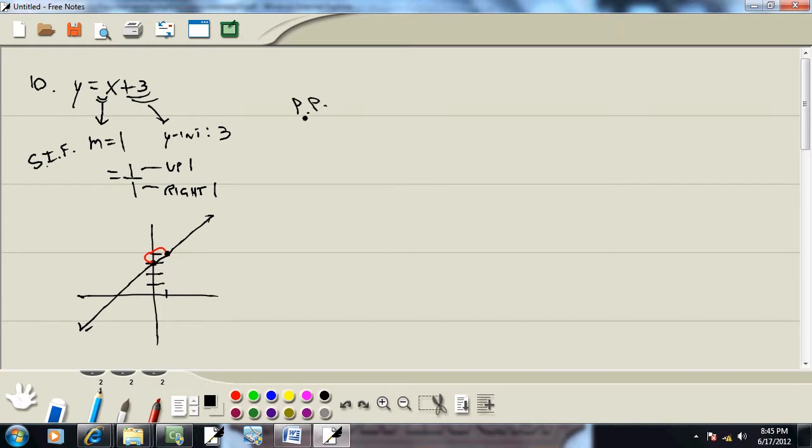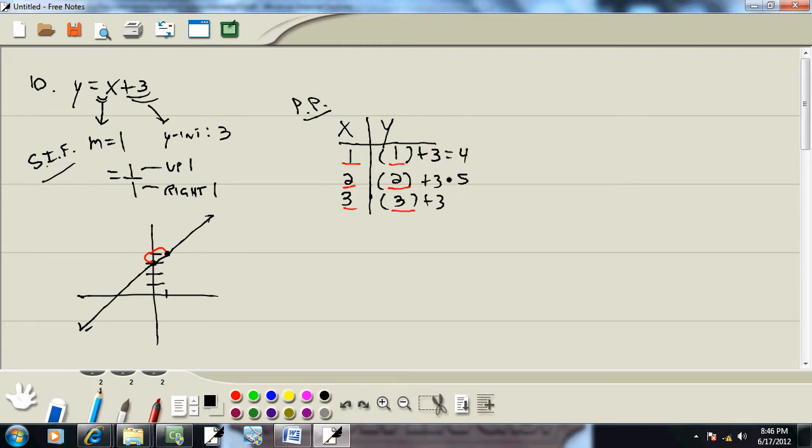Plotting points. Let's take a look at it. You create a t-chart, and I'll choose 1, 2, and 3. If you already have it in the form of y equals, it works out perfectly, because wherever your x is, you just put in parentheses all the way down. You don't have to do the work over on the side like that. And whatever number you choose over here is what's going to go right here. So put 1 there, 2 there, and 3 there. 1 plus 3 is 4, 2 plus 3 is 5, 3 plus 3 gives us 6.